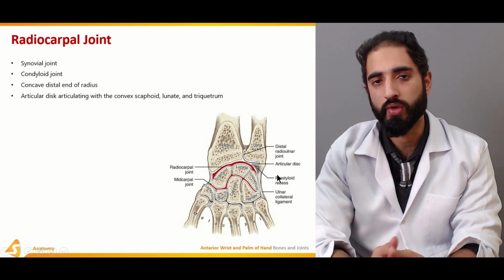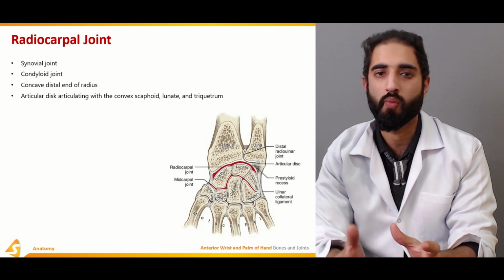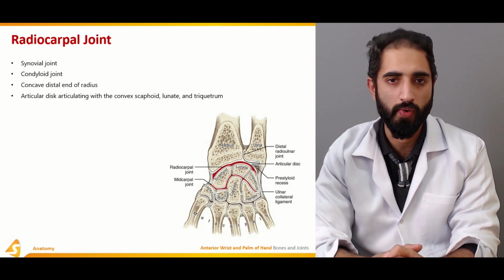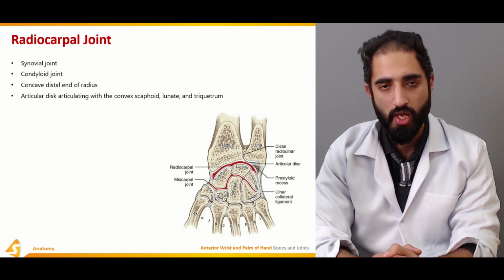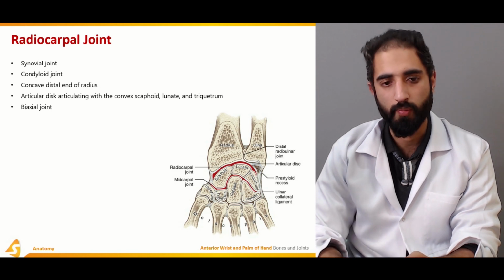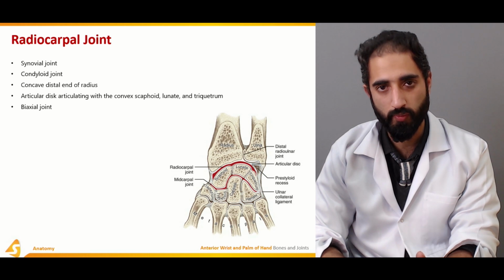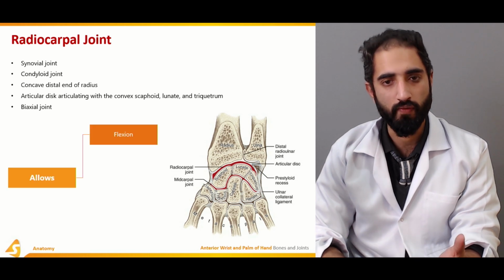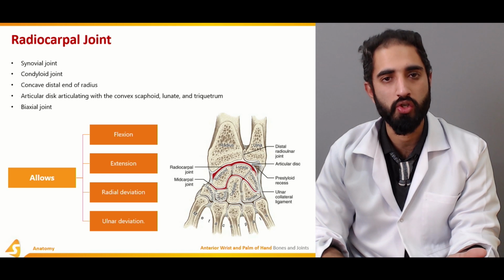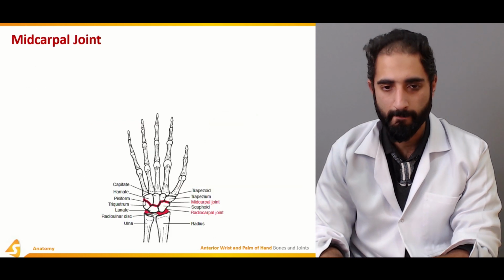So if we talk about the movement, it is actually the convex on concave rule which is being applied at this joint in terms of biomechanical movement concept. And as we said, it is a biaxial joint because the movement is possible in 2 degrees of freedom, including flexion, extension, radial deviation, and ulnar deviation.